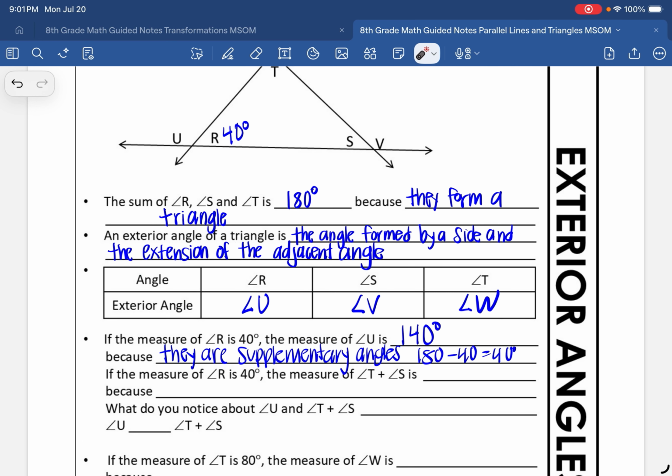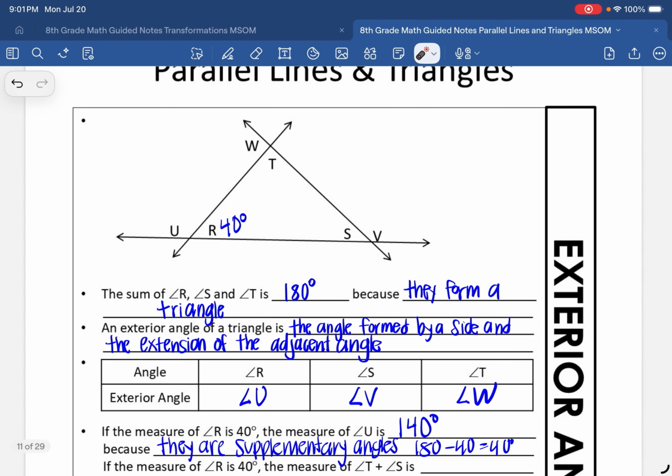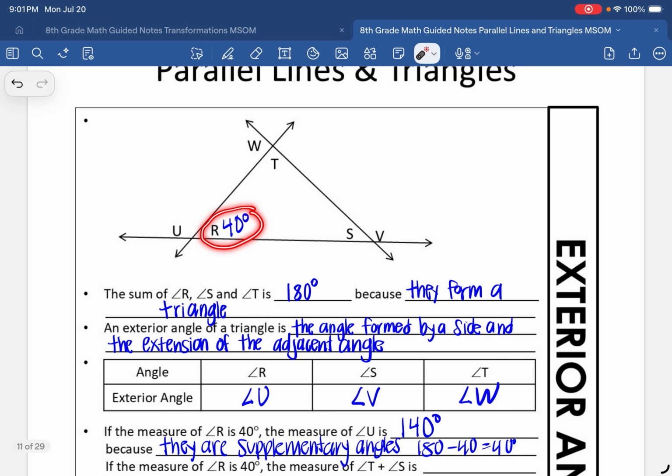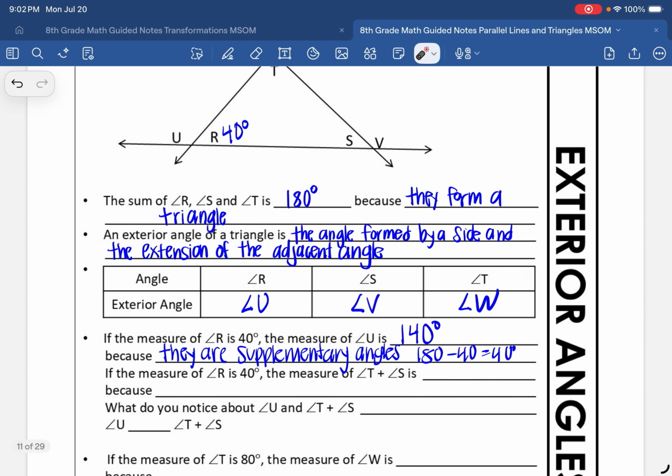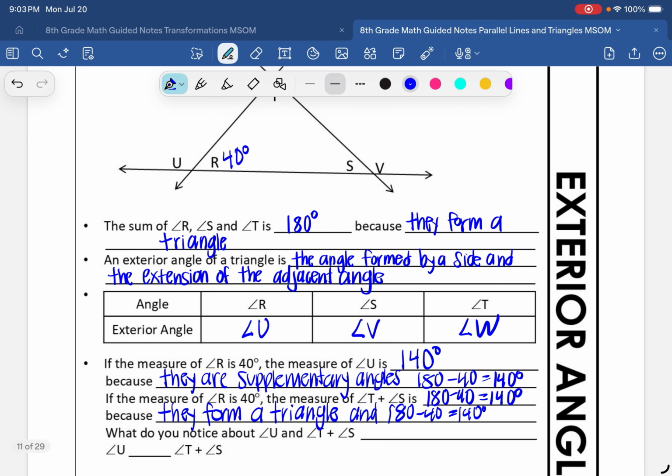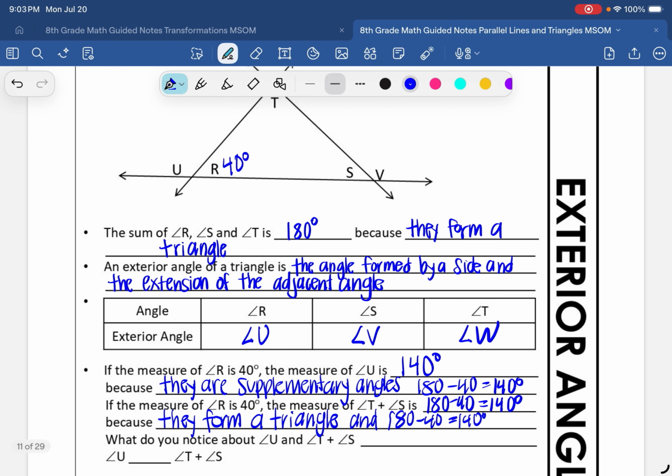If the measure of angle r is 40, the measure of angle t plus s is... so if this is 40, the measure of these two would have to be 180 minus 40 because they form a triangle. So the sum of these, t plus s, would be 180 minus 40. What do you notice about angle u and angle t plus s?